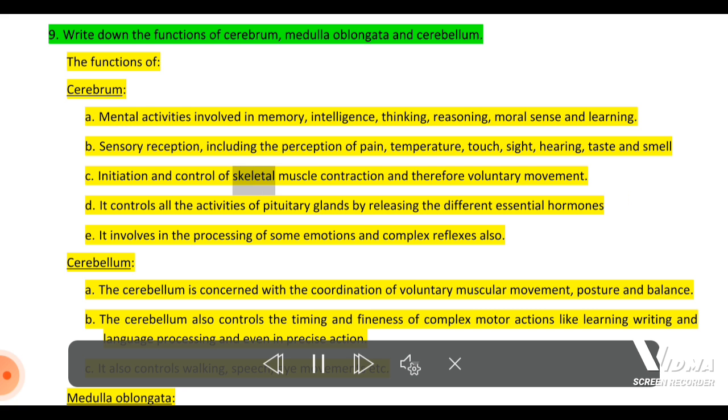Initiation and control of skeletal muscle contraction and therefore voluntary movement. It controls all the activities of pituitary glands by releasing the different essential hormones. It is involved in the processing of some emotions and complex reflexes also.